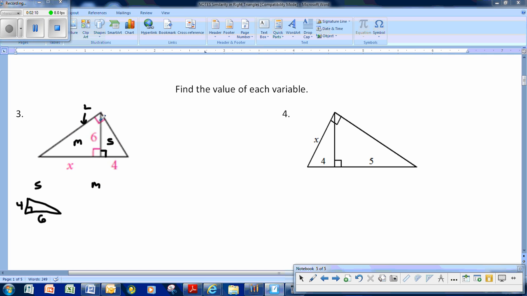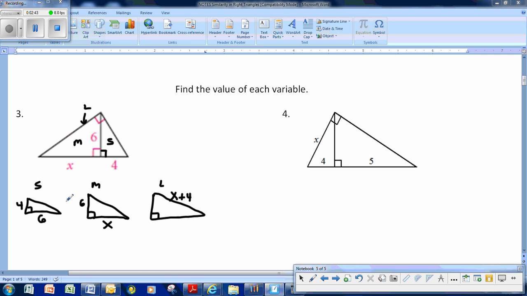The medium triangle, which is the one on the left, would look something like this. The short leg is 6, the long leg is X, and the hypotenuse is not labeled. And then we have the large triangle, okay? The large triangle, the short leg is not labeled, the long leg is not labeled, and the hypotenuse would be the expression x plus 4.